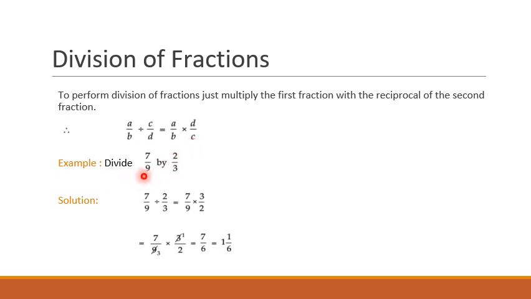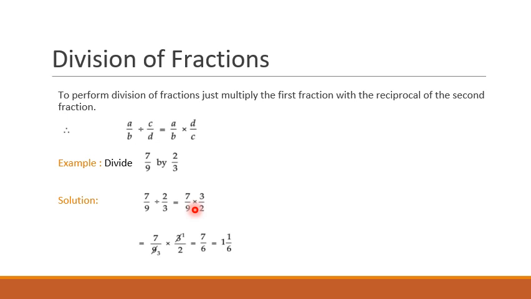Divide 7 by 9 by 2 by 3. So here 7 by 9 is to be divided by 2 by 3. So let's see how we are going to solve it. 7 by 9 divided by 2 by 3. So 7 by 9, the first fraction remains as it is. Find the reciprocal of the second fraction. So 2 by 3, its reciprocal will be 3 by 2. And then change the division sign into multiplication sign.